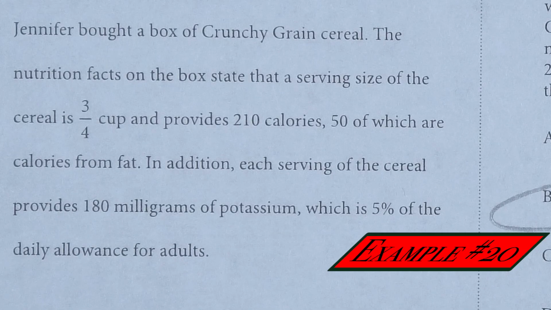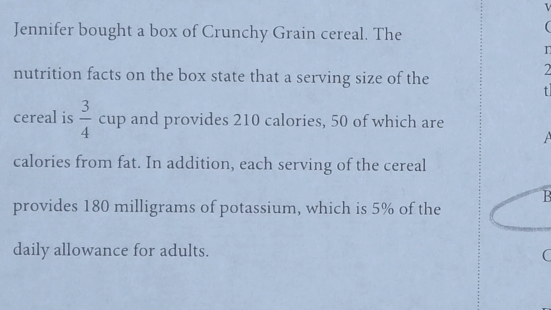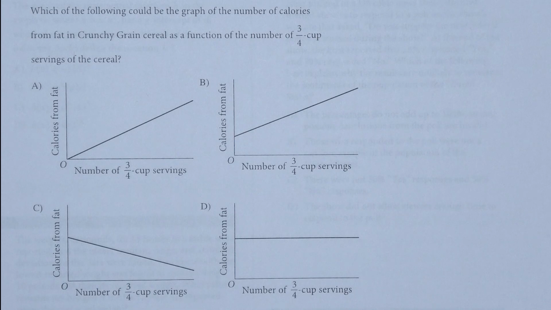For question 20, we're going to use the following information. Jennifer bought a box of Crunchy Grain cereal. The nutrition facts on the box state that the serving size of cereal is 3/4 of a cup and provides 210 calories, 50 of which are calories from fat. In addition, each serving of the cereal provides 180 milligrams of potassium, which is 5% of the daily allowance. Which of the following could be the graph of the number of calories from fat in Crunchy Grain cereal as a function of the number of 3/4 cup servings of the cereal?